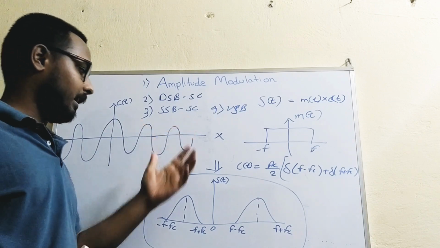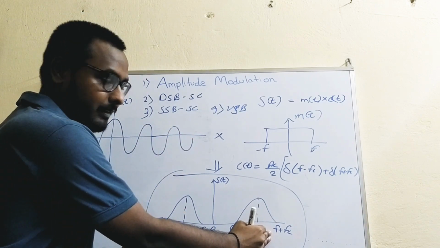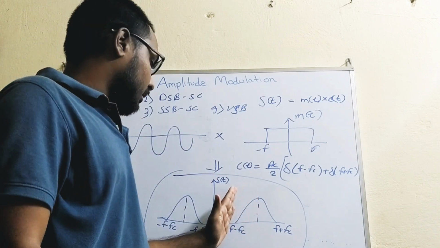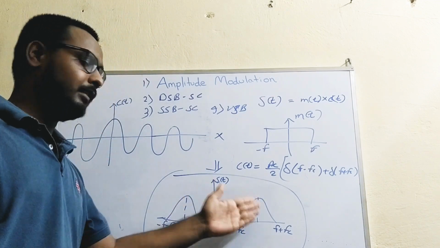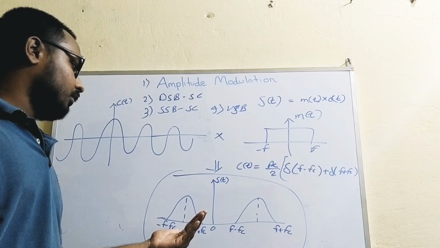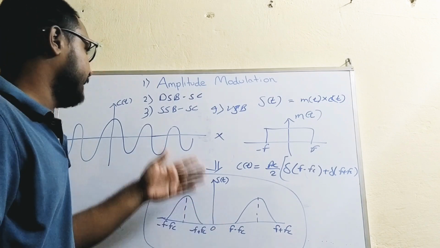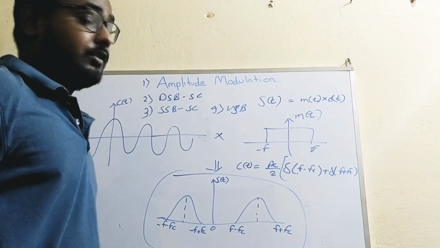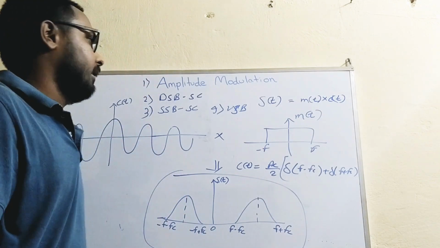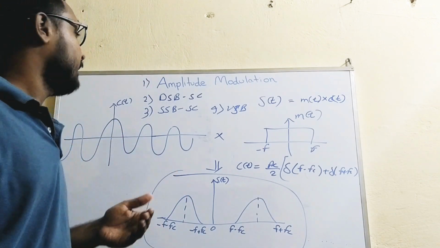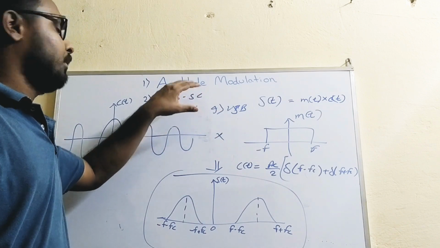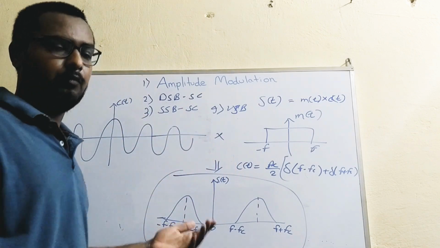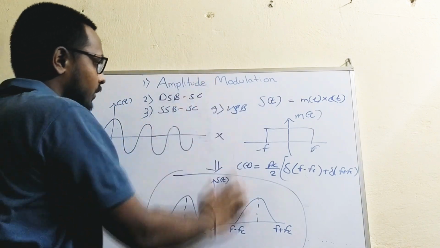In double sideband suppressed carrier we use both sidebands. In single sideband suppressed carrier we use only one sideband of the carrier signal, either this or this. I will discuss these four classifications in detail. So that's it for today, guys. In the next video I'll discuss these four modulation techniques in detail: how they can be generated, how they can be demodulated, and what the advantages and disadvantages of all four are.